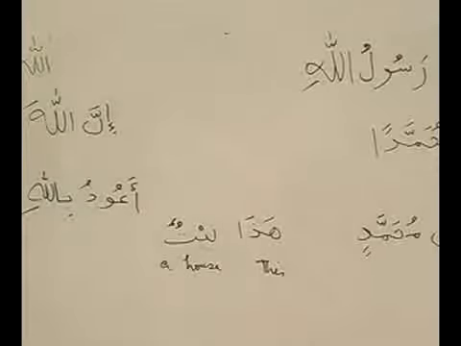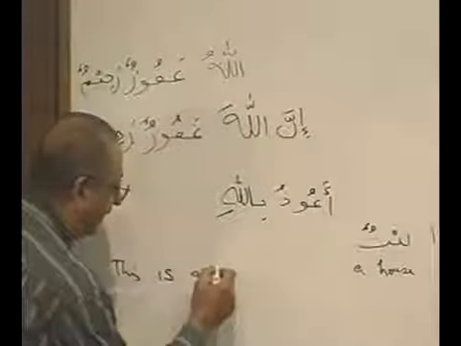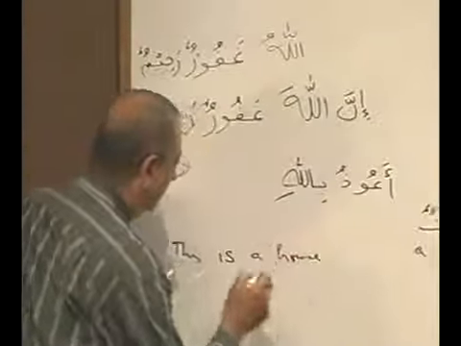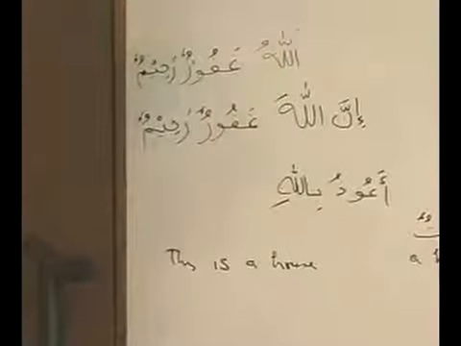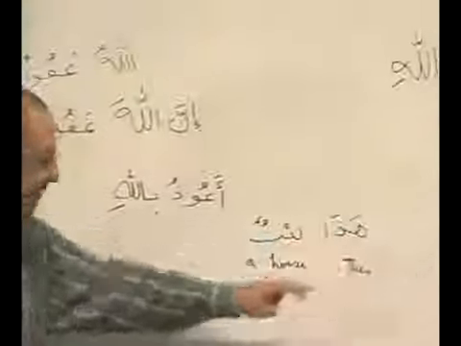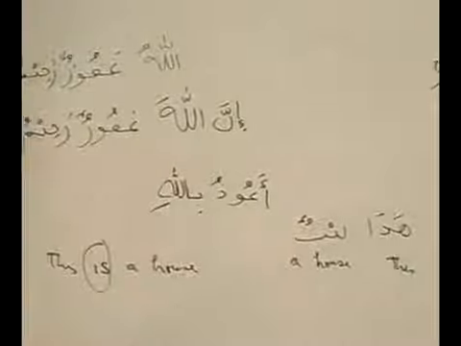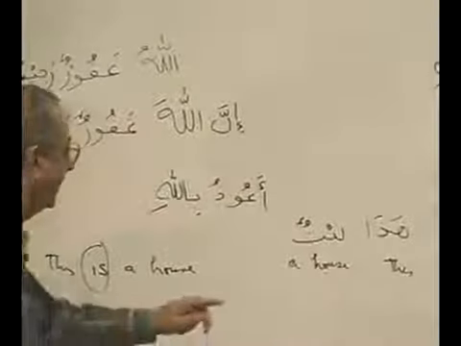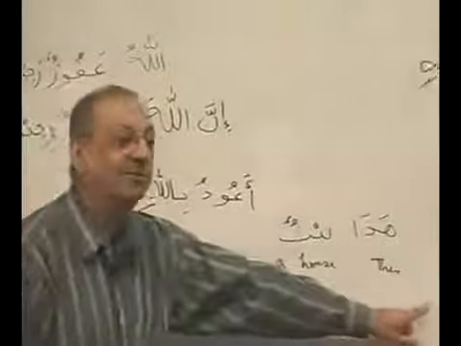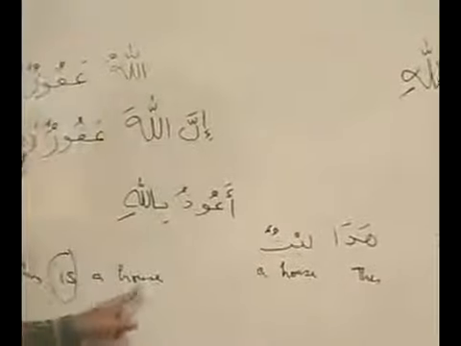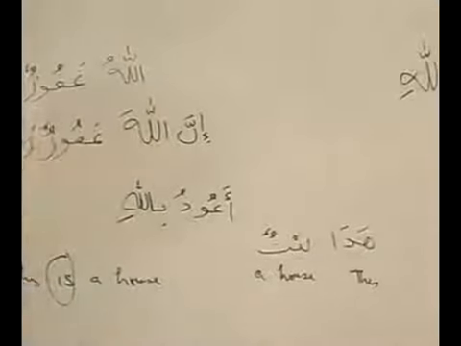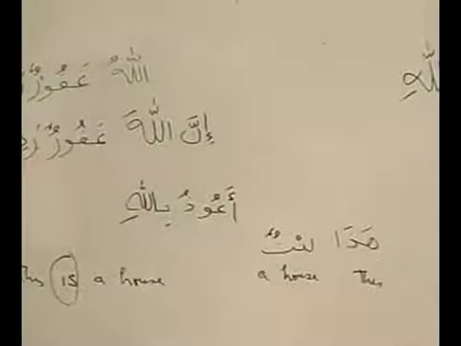Are you with me, brothers and sisters? But you said in English that this is a house. I see this here, Haza, and I see a house here, Baytun, but I don't see anything similar to is in Arabic. Are you with me when I explain? You say this, which is equal to Hada, and a house, Baytun. What about is?